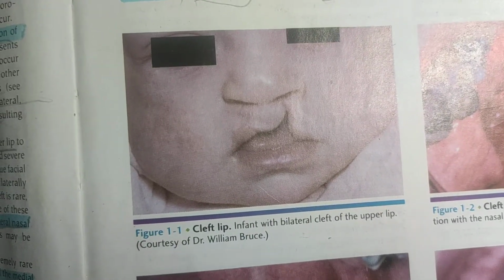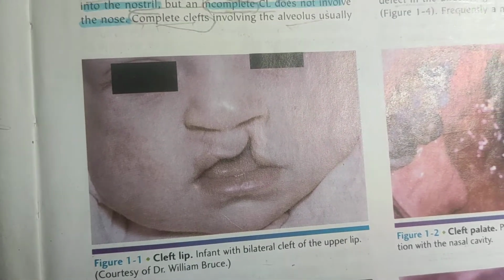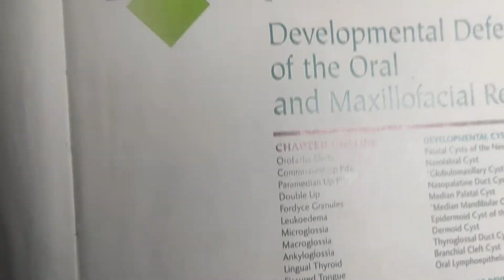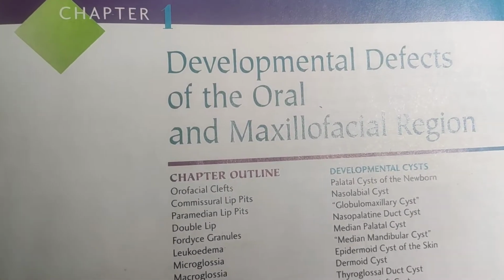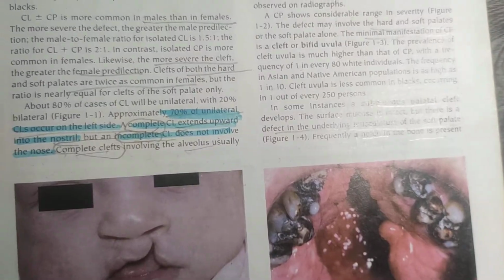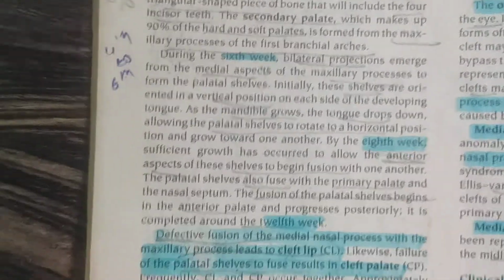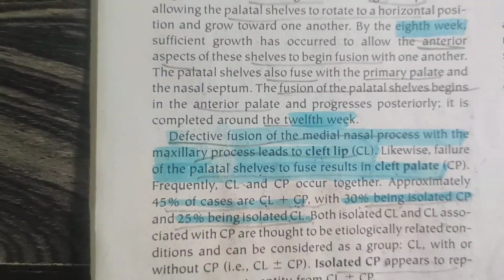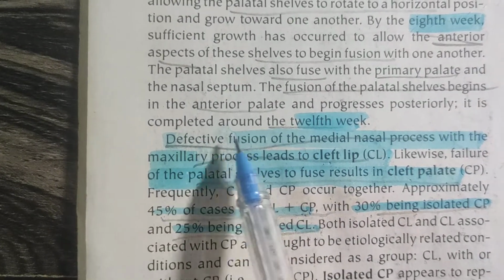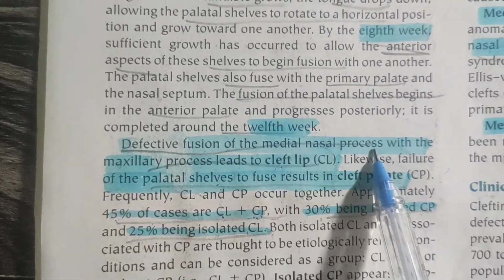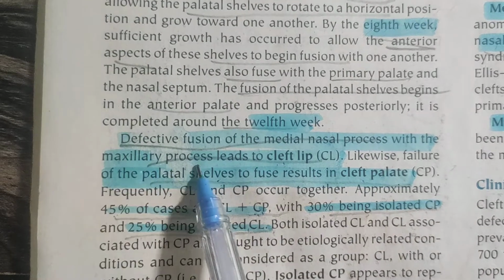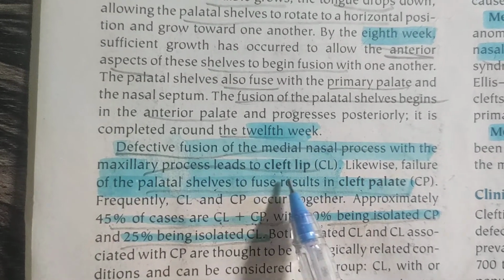Hello everyone, we are going to start oral pathology first chapter, developmental defect of oral and maxillofacial region. In this we are going to start first with cleft lip. So what is cleft lip? It is defective fusion of medial nasal process with the maxillary process, and this will lead to cleft lip.